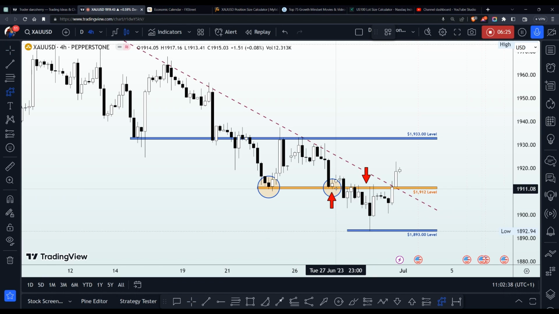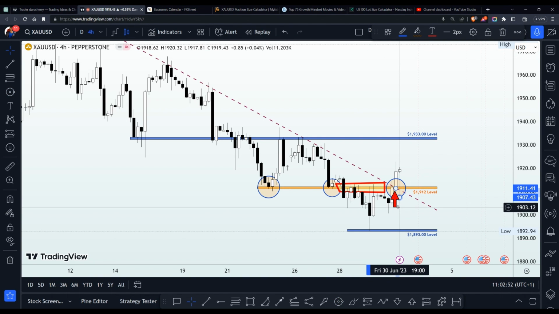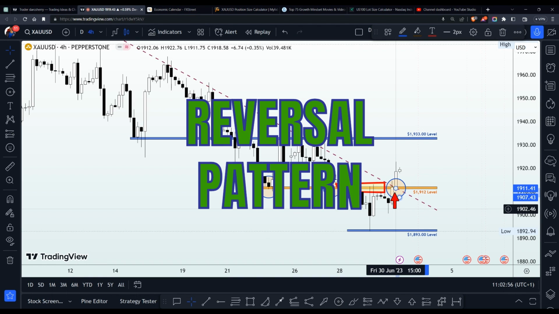Then throughout the midweek of last week, it was more of selling along the 1912 until on the final day of last week, we saw the breakout of both the trend line and the 1912 to emphasize the likelihood of a reversal pattern at this juncture.